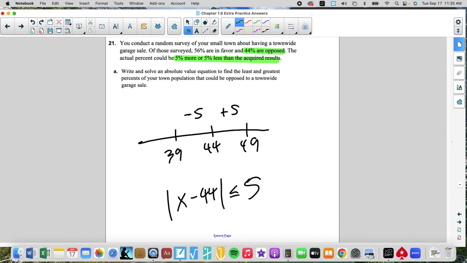I don't like that they keep saying equations when they really mean absolute value inequalities. I'm sure in 21 they're going to show you an equation, but technically it should be a less than sign.